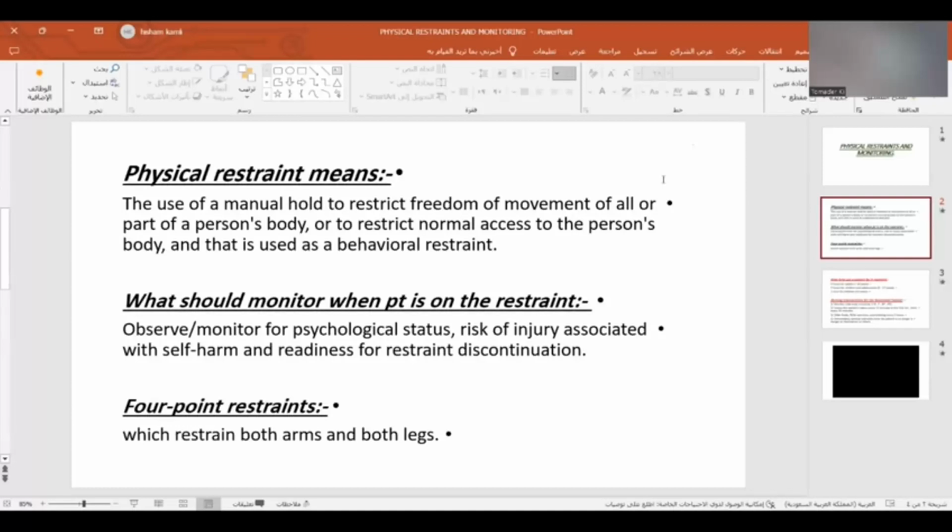Monitor the psychological status, risk for injury, and readiness for restraint discontinuation. There is 4-point restraint, which restrains both arms and both legs.